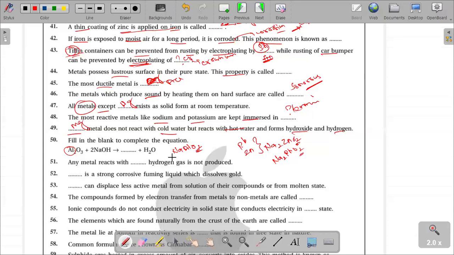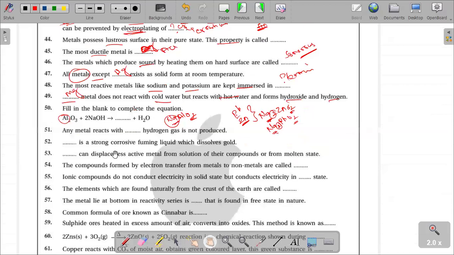Only the Na changes. Here 2 times Na, here 2 times Na. But here only 1 time Na. So this one you have to remember. If it is aluminum, 1 time Na. If it is lead or zinc, 2 times Na. Like that only you should remember.